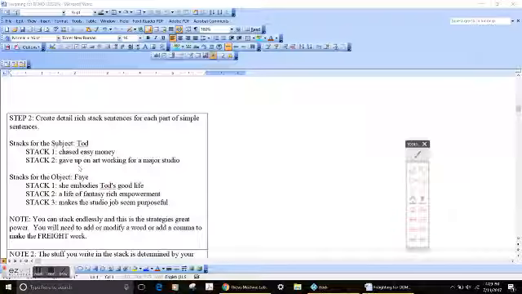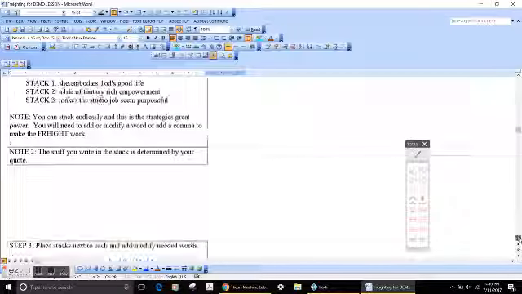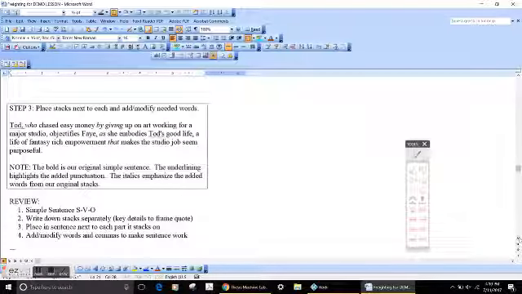Okay, so I've got my stacks. I've got my subject Todd. I'm going to place these stacks, right? This stack somewhere next to Todd, and you can literally just cut and paste it, right? So Todd chased easy money, gave up on work, so you stick it there. The next, Faye and embodies a good life, right? Stick it back into the sentence, and then Todd chased easy money, gave up on artwork, and then that becomes this.